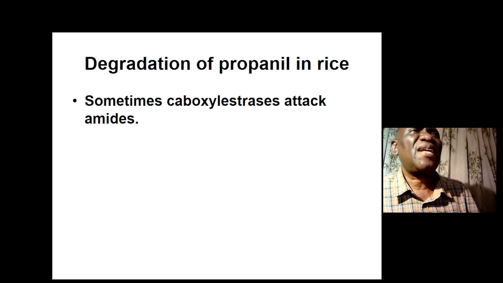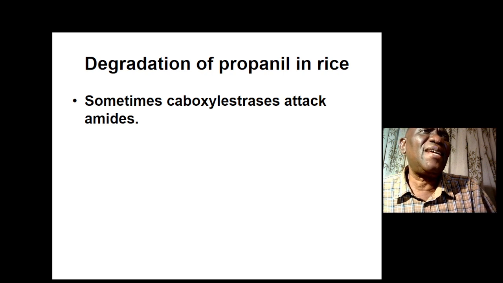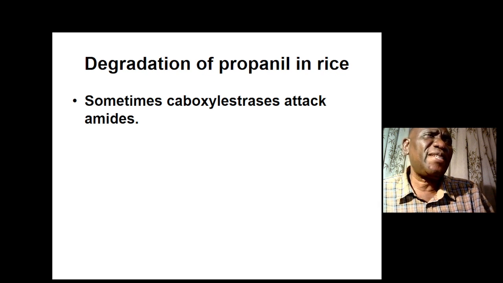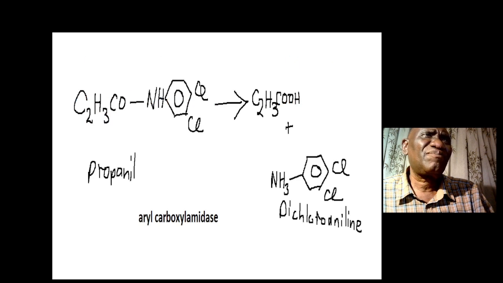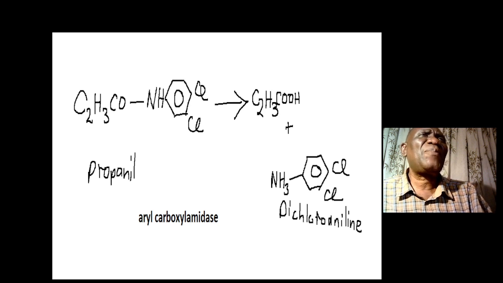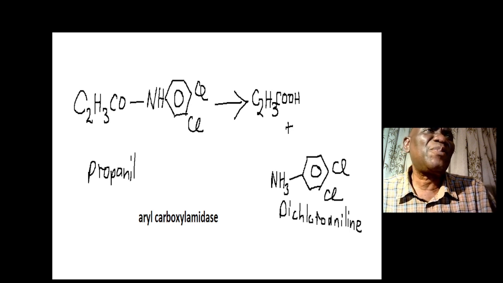We also have carboxyl esterases which can attack amides. If we look at the degradation of propanil in rice, this is propanil. Now what is going to happen to propanil is that it's going to be split here by aryl carboxylamidase. Then it forms an acid and this bit.